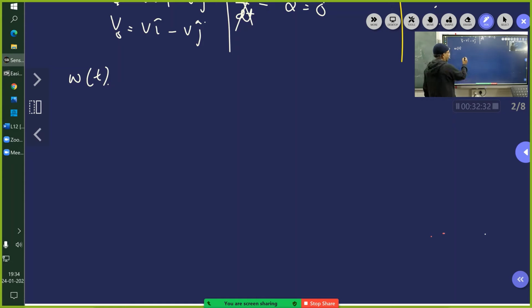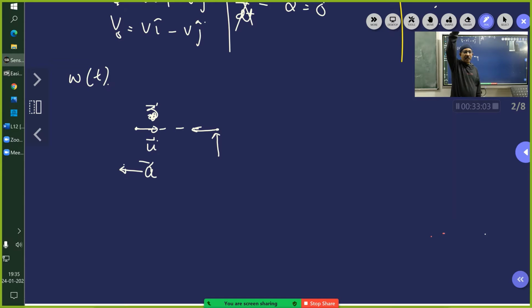In the case of a linear motion, supposing the initial velocity was u bar and the acceleration is in the opposite direction. This will keep moving, get decelerated, come to a momentary halt, and then start accelerating backward. Same thing, if you throw a stone up, it will go there, stop momentarily, and then come down.